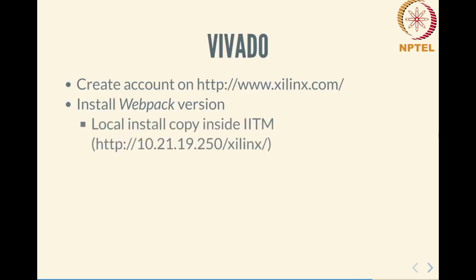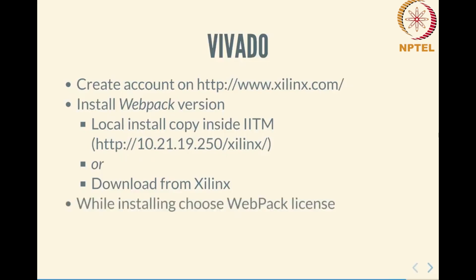There are two options. If you are inside IIT Madras, you can download a local copy, which is hosted at the URL shown here. You will notice that it is an IP address that can be accessed only inside IIT Madras. So within the campus, you should be able to get to this website and download a file from there, which I will be showing you how to install later. The other alternative is that you download directly from the Xilinx website. In order to do this, you will have to create an account as mentioned earlier.